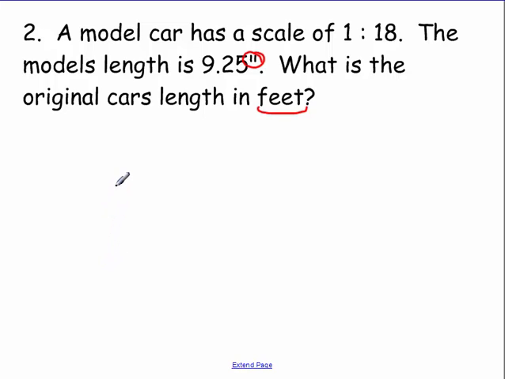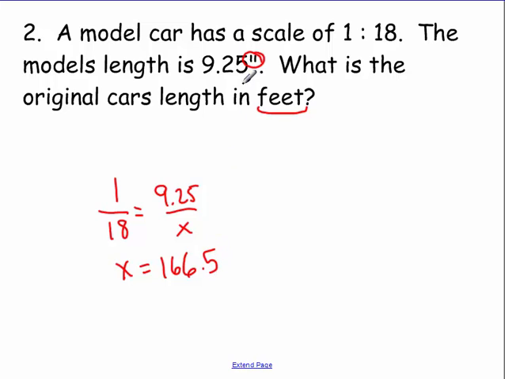So we have 1 to 18. So I then have to do 9.25 to x. I cross multiply and I solve it. I get 166.5. Now that's in inches since my units were in inches. Now I need to convert. So 1 foot is 12 inches. So I divide and I get 13.8 feet.